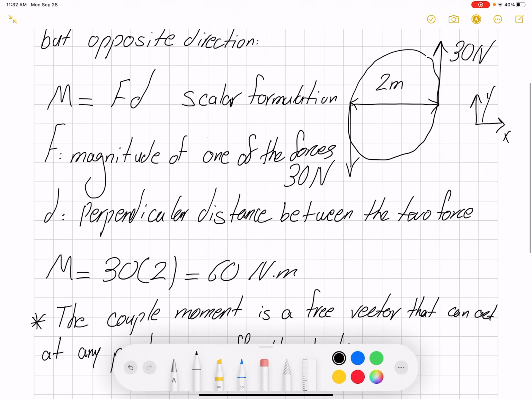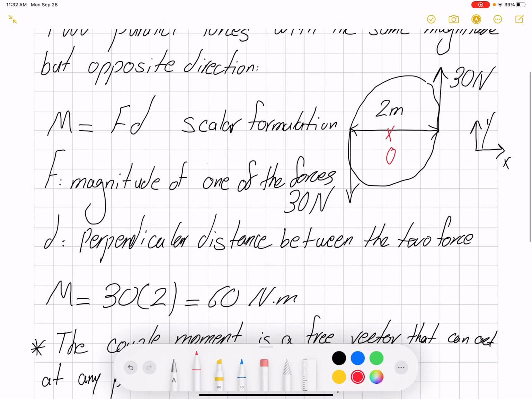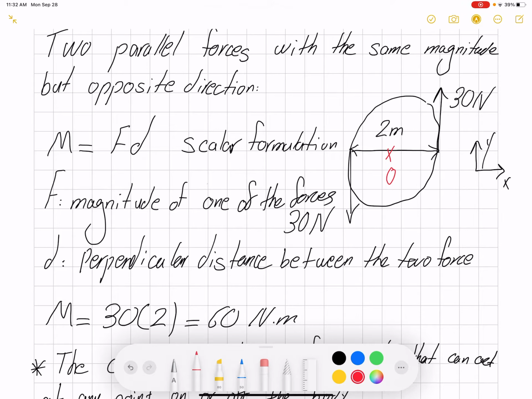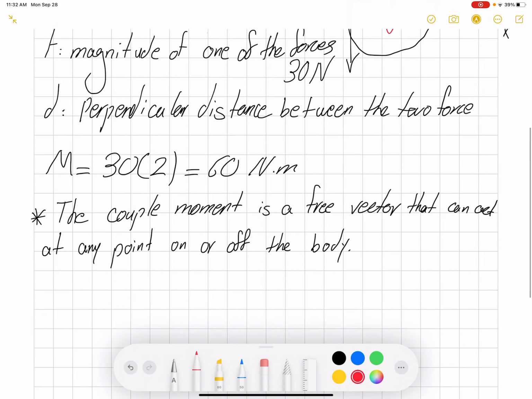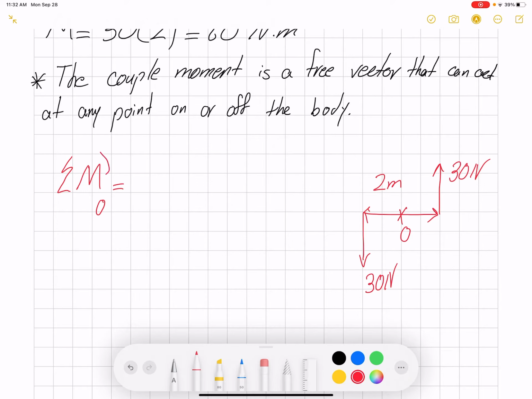So here for this example, let's say you want to find a moment about point O. I'm just going to draw it here again. I have a force of 30 Newton here, and a force of 30 Newton here, and the distance between the two is 2 meters. Now I want to find a moment about the center. So the summation of moment about point O. Let's assume counterclockwise is positive.